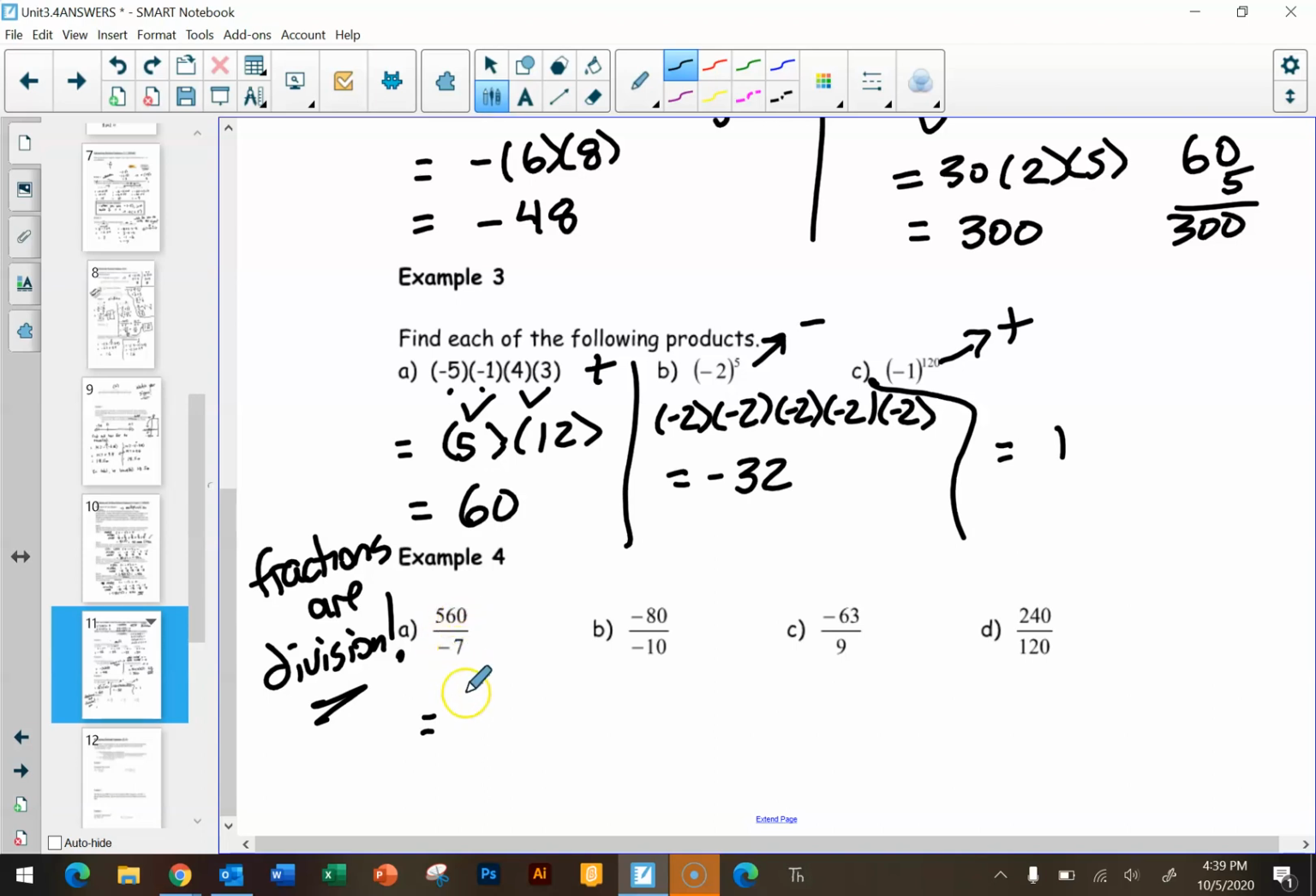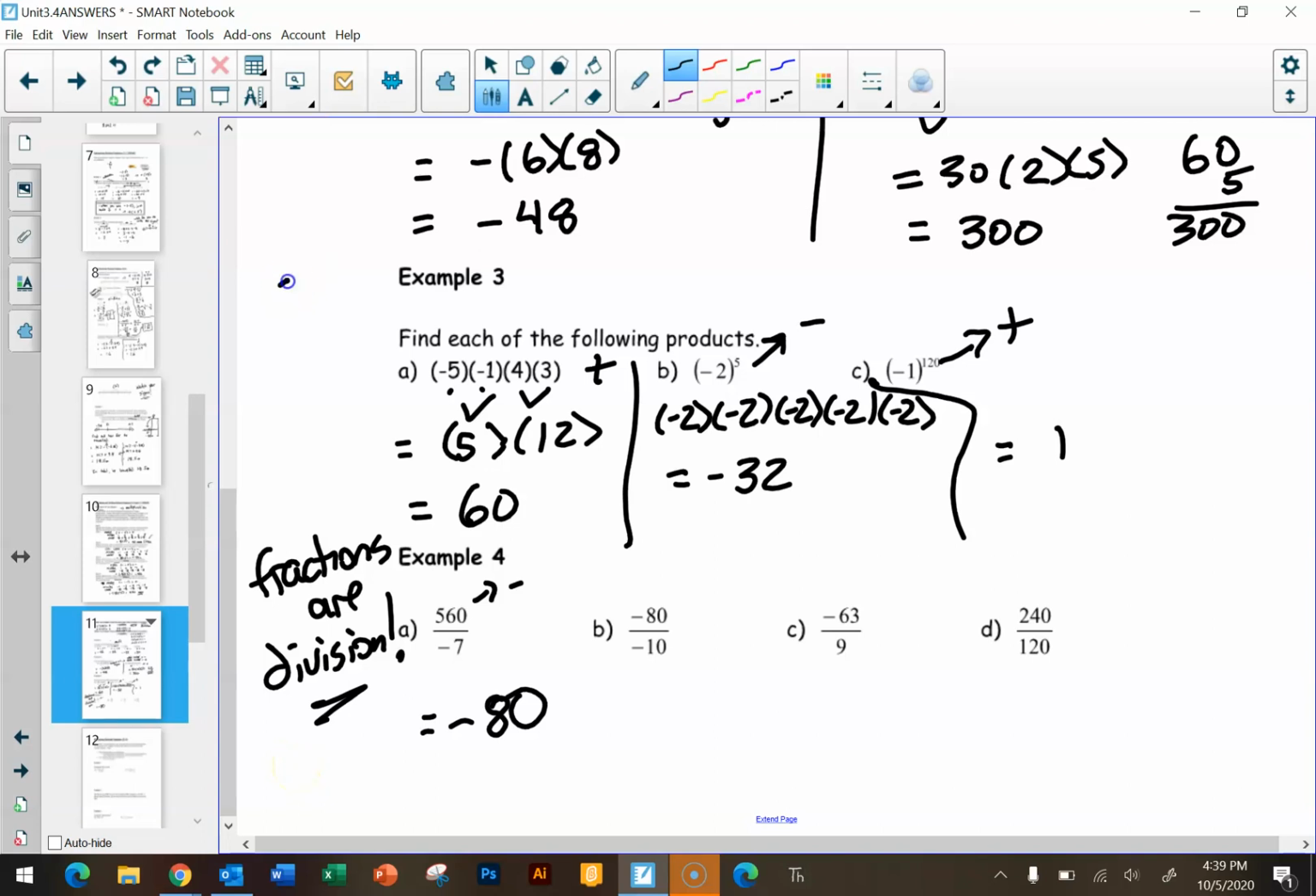560 divides negative 7 perfectly. So it would go 80 times. This is one negative sign, so we know our answer has to be negative. So I'll just put that down there. And you can trust me, or you can do it on your calculator. 560 divided by negative 7 is going to be negative 80. Yeah, I think that's right.